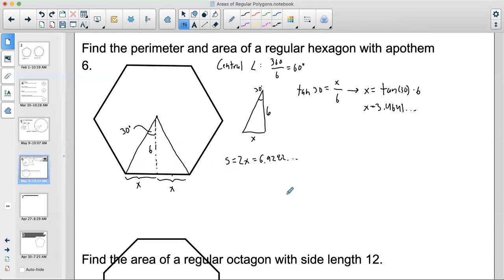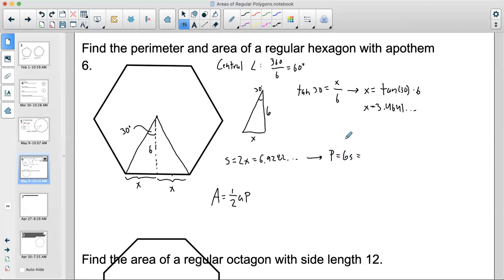But just so I show you guys how to use the formula, instead of doing the triangles, we're going to use the formula. The formula for the area of a regular polygon is 1/2 a times p. I know a because it was given to me in the problem. And now I know that this side length is 6.9282. Which means that the perimeter is 6 times that length. This thing is made up of 6 sides, and since it's a regular hexagon, all the sides are the same length.